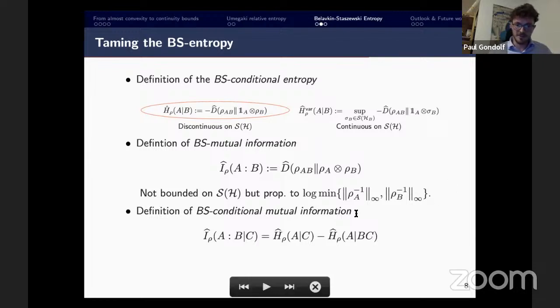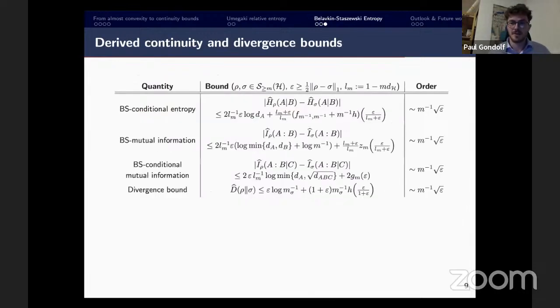And because we have this problem with unboundedness, we define the BS conditional mutual information via the BS conditional entropy instead of the BS mutual information, and we defined it as such. Okay, now we are ready to go because we know what these quantities are, so we can derive continuity bounds for them. And the continuity bounds, unfortunately, look a little uglier, as in the case of the relative entropy. So maybe don't look at them and just consider the order.